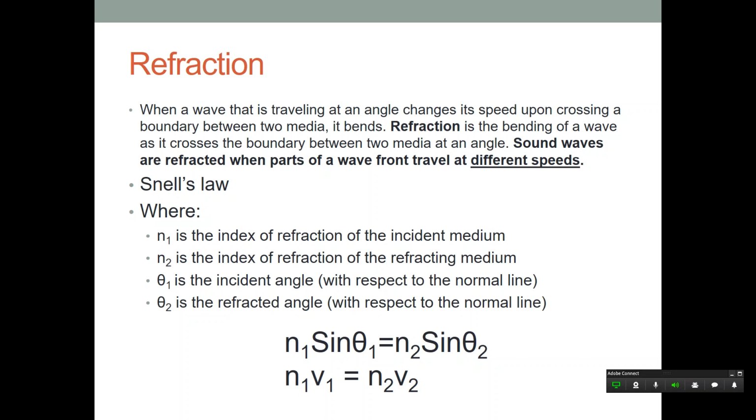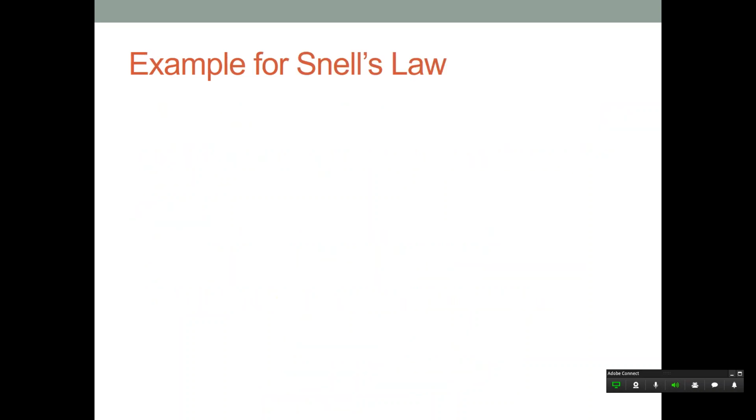You might be used to this one, that's Snell's law equation, but I need to explain what this is for you guys. This is to determine what the speed of light is going to be and represent the index of refraction. So let's come up with an example. I have air here, and air has an N of 1.00. And this is water, which has an N of 1.33.